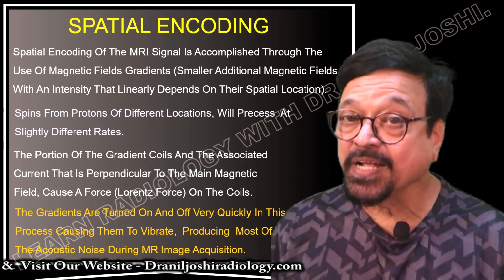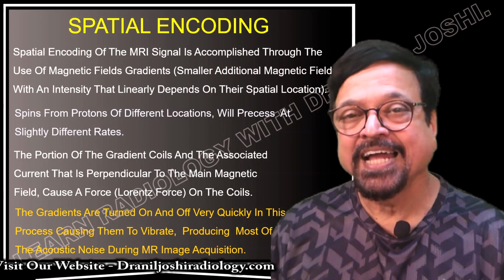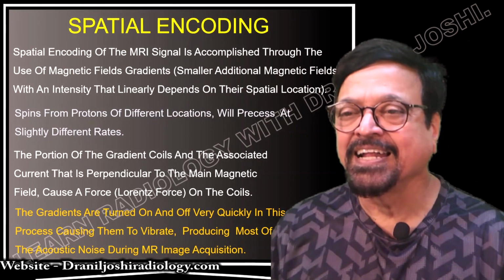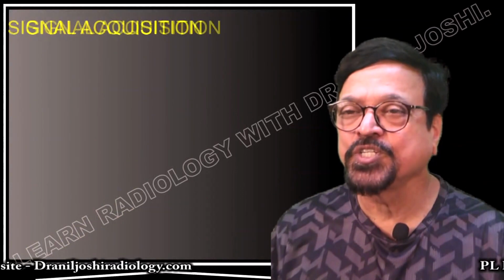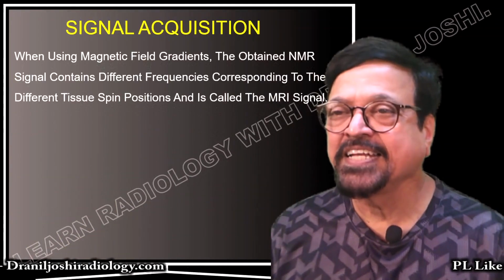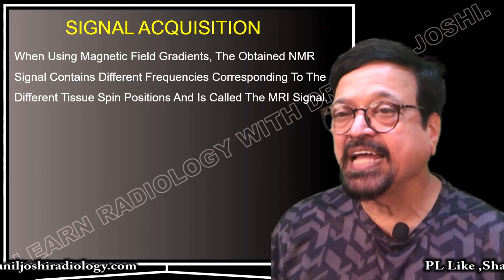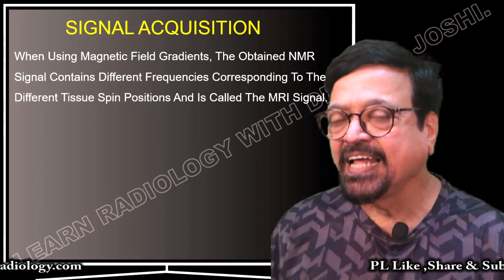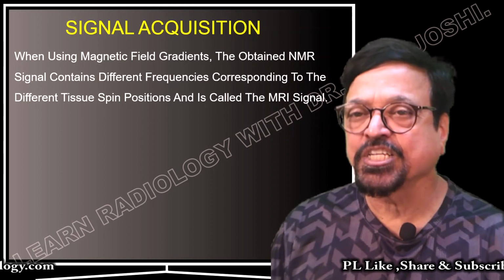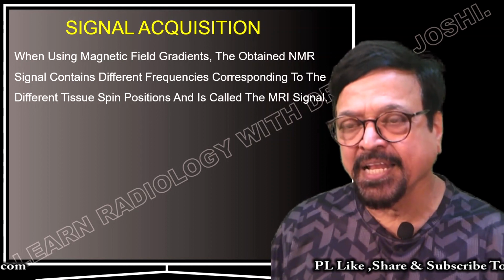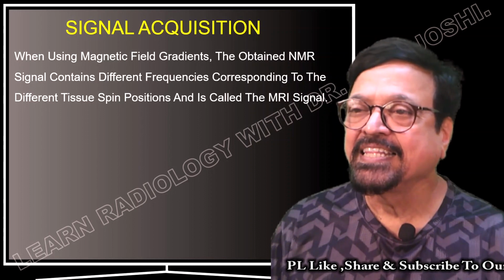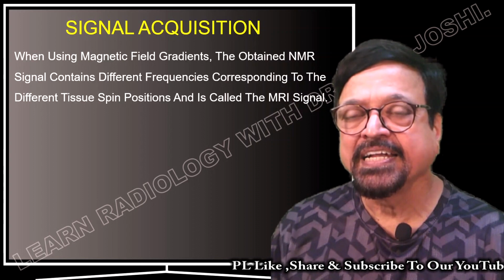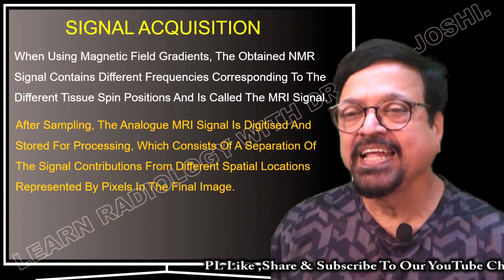Now, you know the importance of the reduction of noise and increase of the signal, that is, improvement in SNR is very important as far as image resolution is concerned. Now, signal acquisition. When using magnetic field gradients, the obtained NMR signal contains different frequencies corresponding to the different tissue spin positions, and that is called the MRI signal that we have seen. So, different tissues will have different signals.